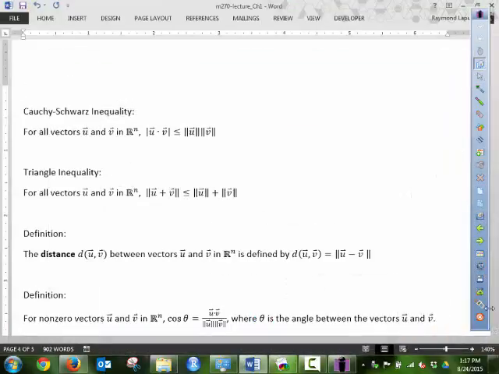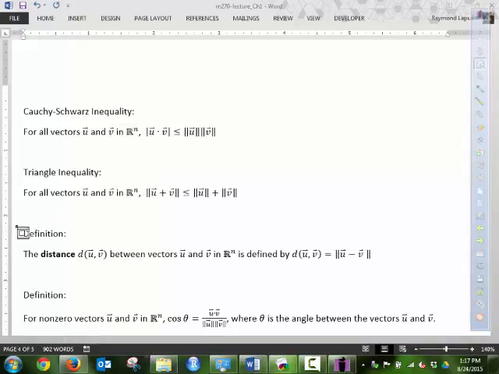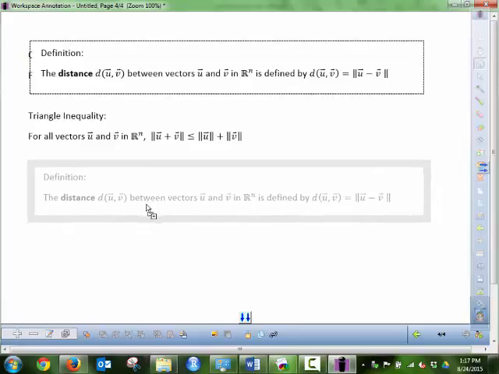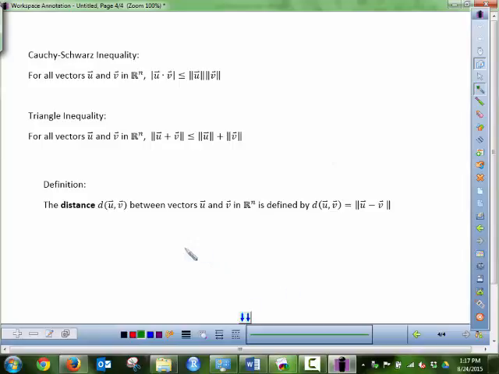And the distance between two vectors, this one I'd like to say more than just mention. But if you have a u and a v vector, the distance between these two vectors would be the distance between the heads of those two vectors. And that would be basically the magnitude of the difference, u minus v.